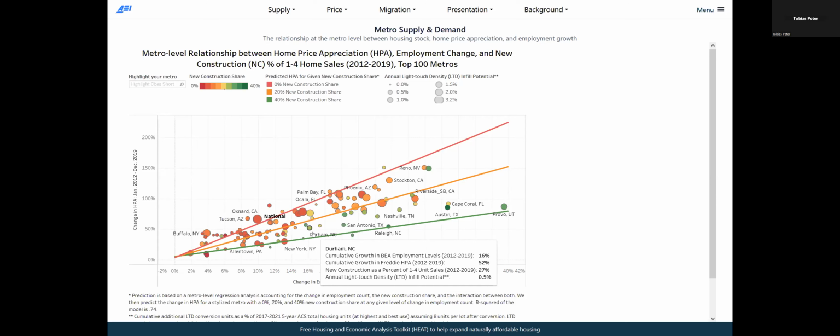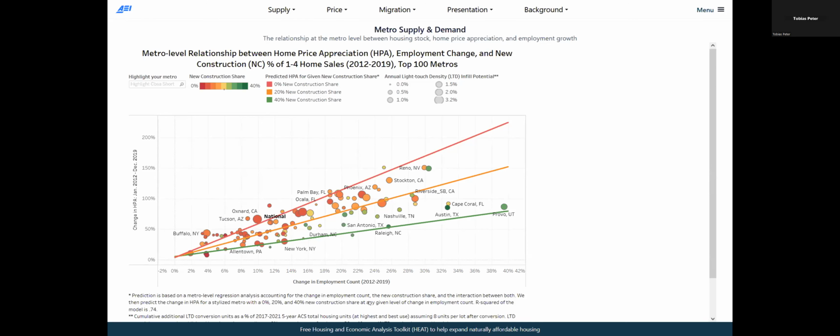and hence the home price appreciation was only 50%. So this to us, you can see the same thing across the whole chart where the green colors are generally, for any level of employment change, lower than red colors, which is indicative that if you have higher new construction shares, that helps tamp down home price appreciation.